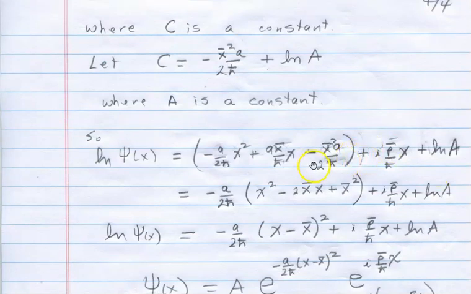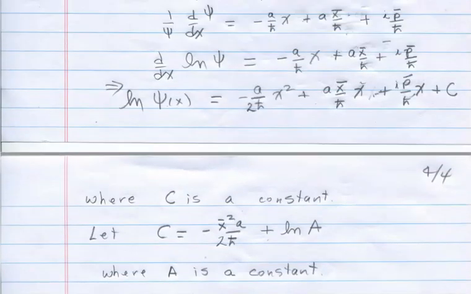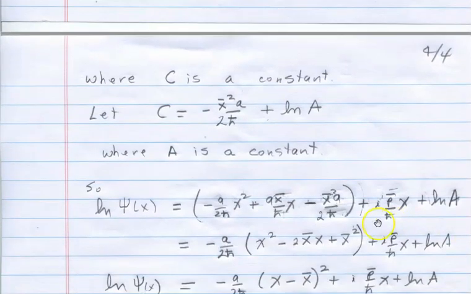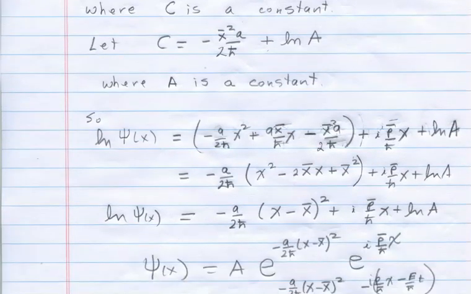I actually combine things. I've added this term judiciously, and that's this one here, minus x bar squared a over 2 h bar. And then the other two terms I had from above. That's these two terms. And then the one that has p in it, I just left it by itself. So that's this, i p bar over h bar x. And then, of course, I incorporated this one in this piece here, and then I've got natural log of A.